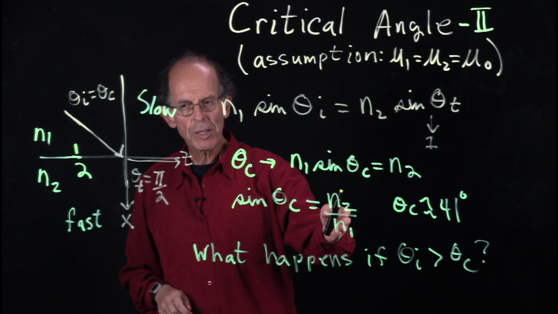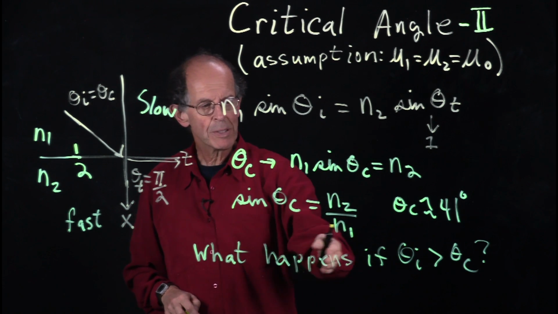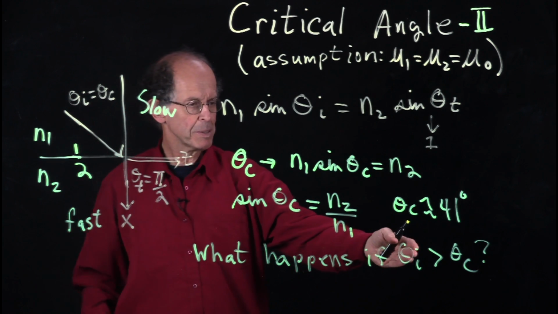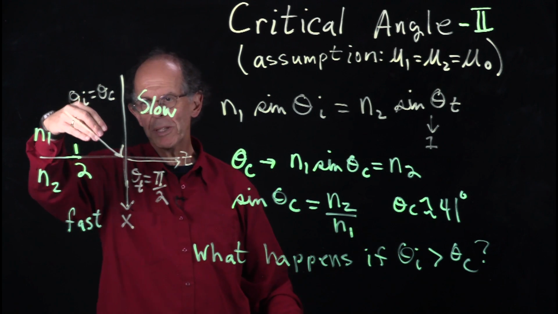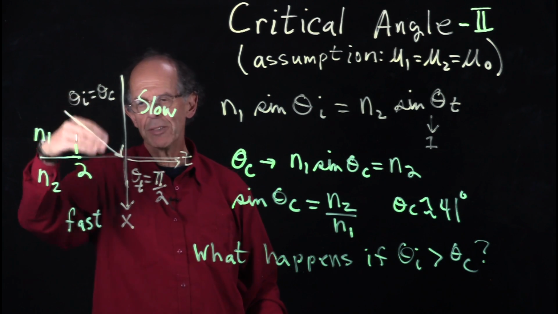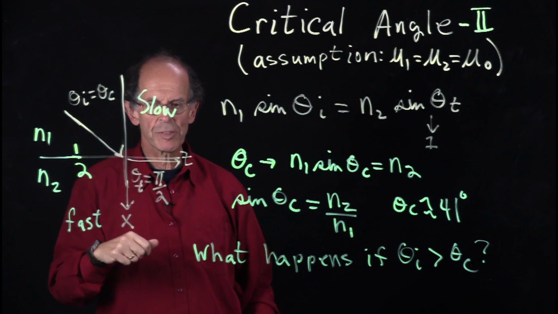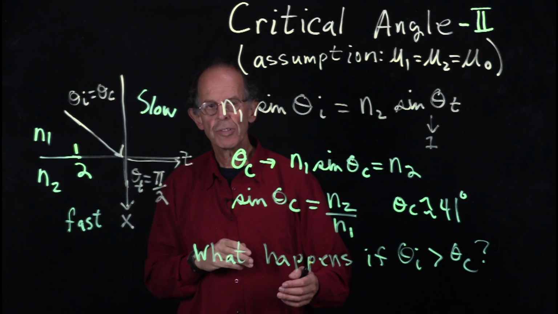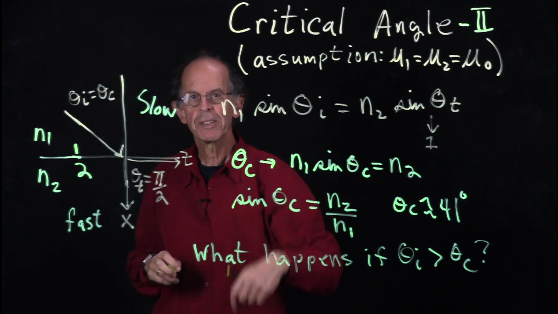The most interesting point is what happens if the incident angle is greater than the critical angle. In other words, we go beyond, in the case of glass to air, 41 degrees. That's a subject of analysis of what does the sine of an angle mean.